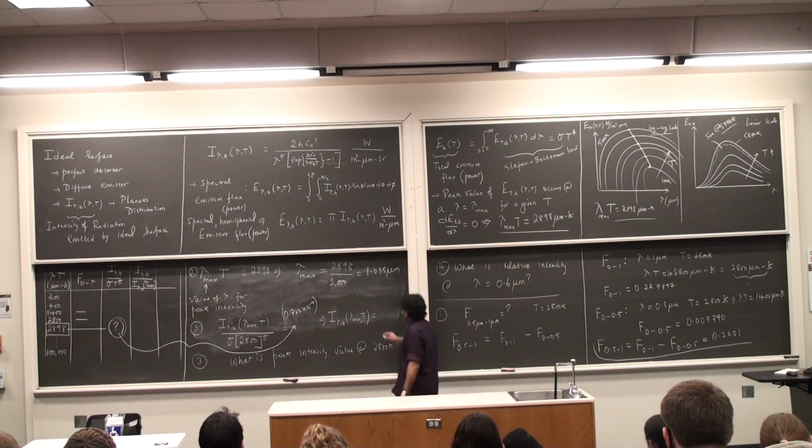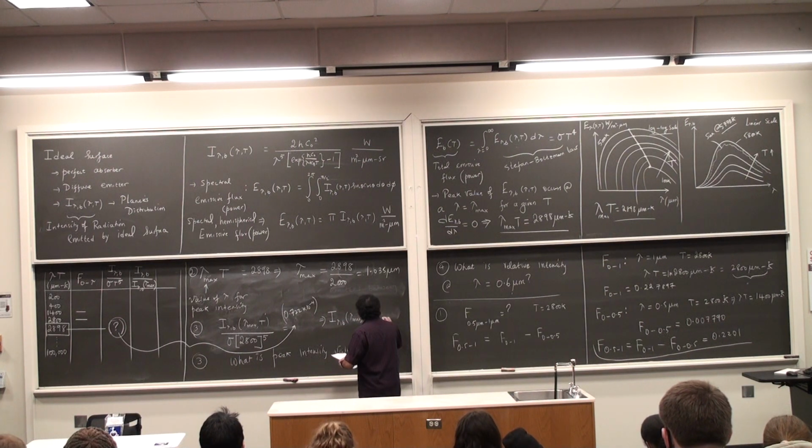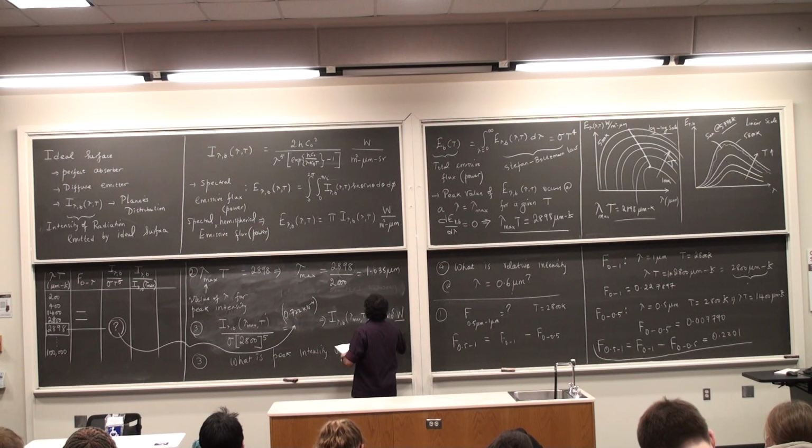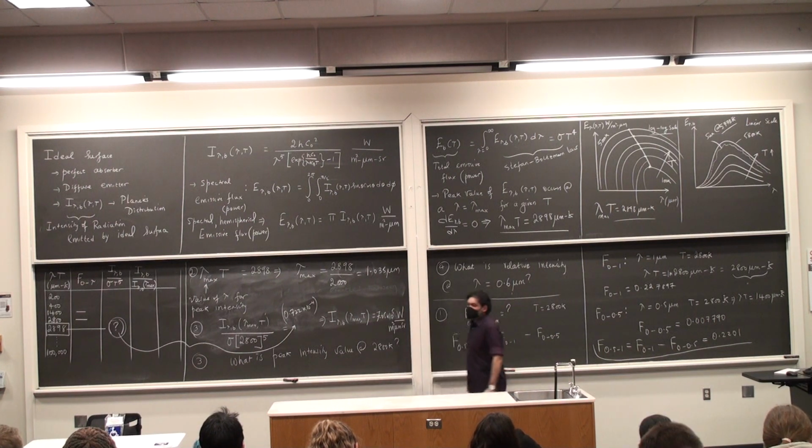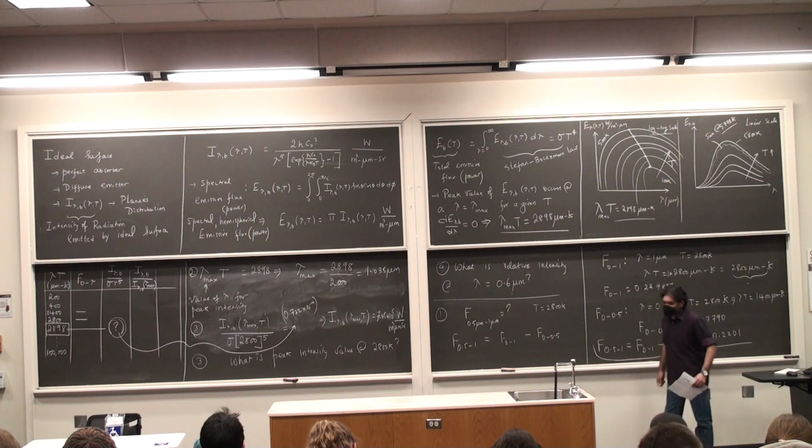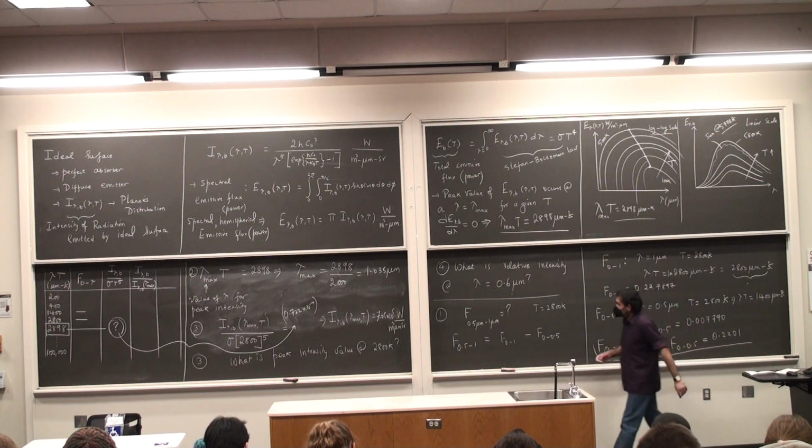Then you calculate this, and this is equal to 7.05 10 to the power 5 watts per meter square micrometer steradian. Your typical units for intensity. Okay. Last one.